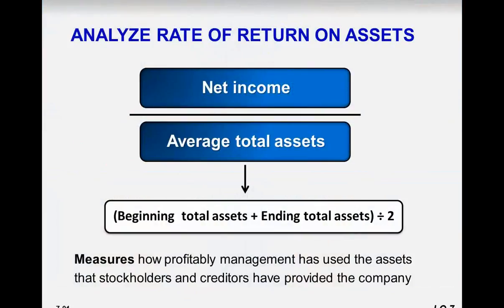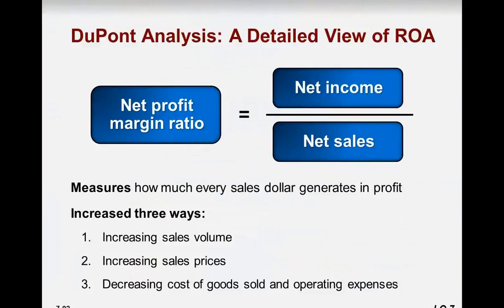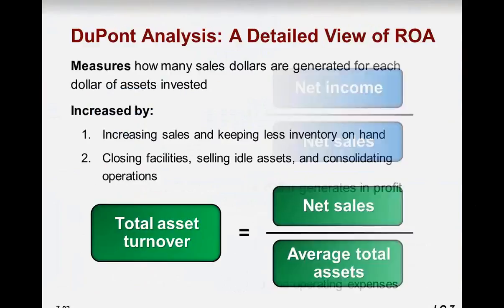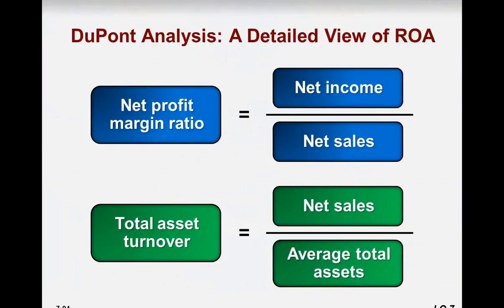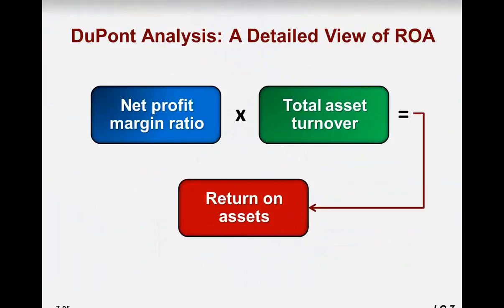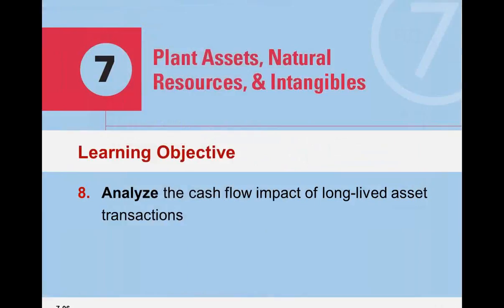And then just a couple of little ratios here to look at. We had the rate of return on assets, net income divided by our average total assets. Our net profit margin ratio, net income divided by net sales. Our total asset turnover, our net sales divided by average total assets. And then to get a return on assets, net profit margin ratio times our total asset turnover.